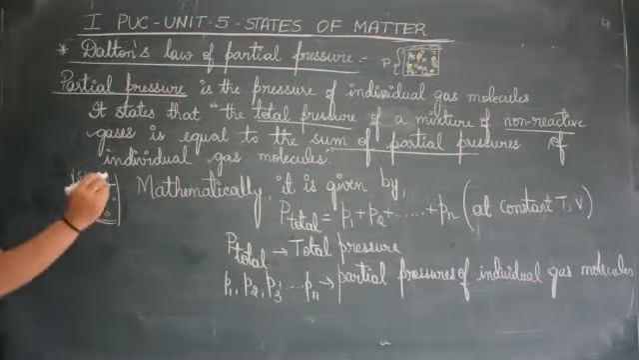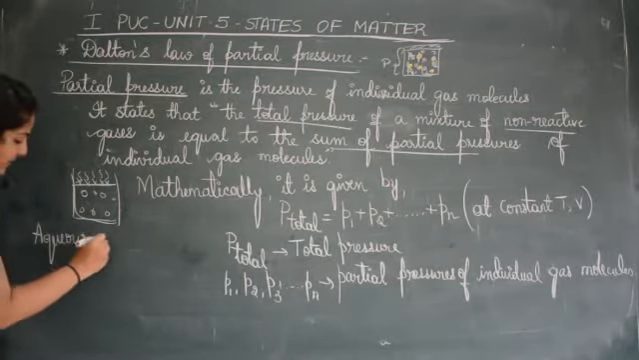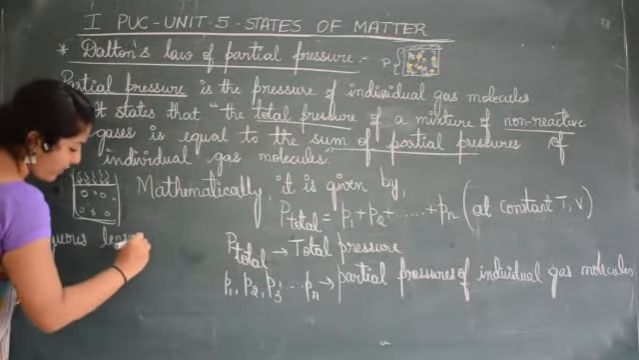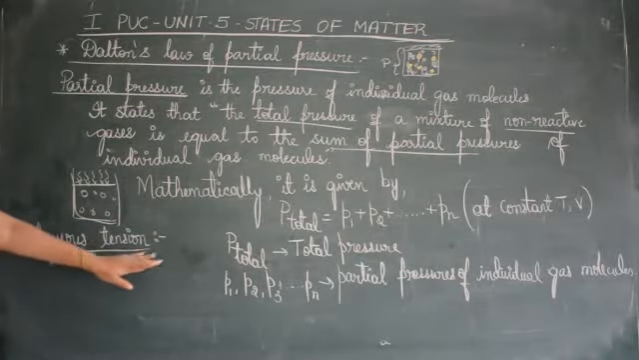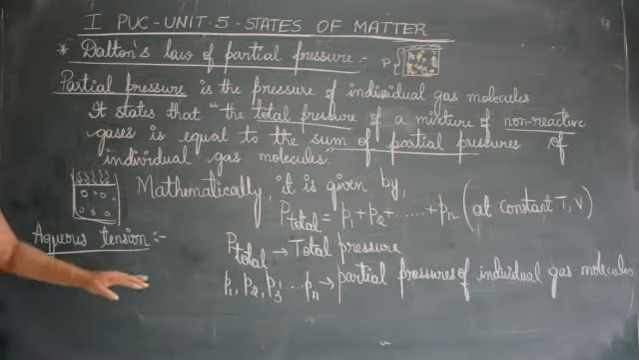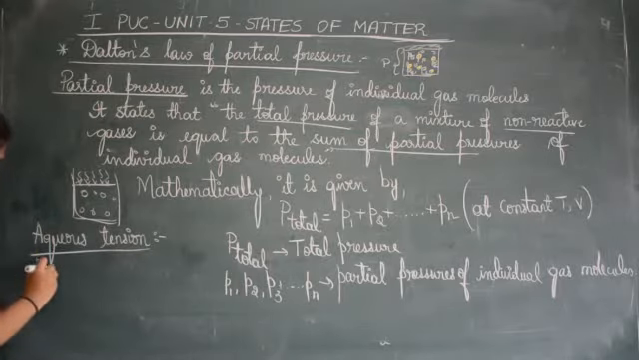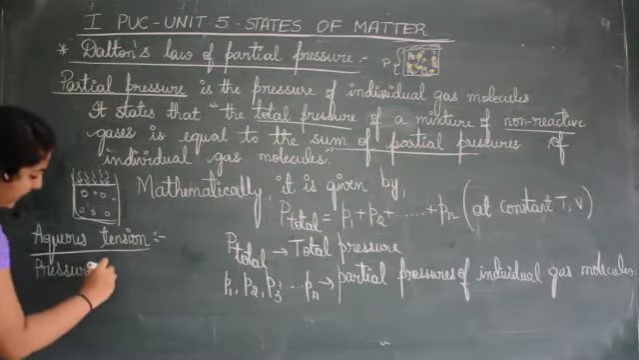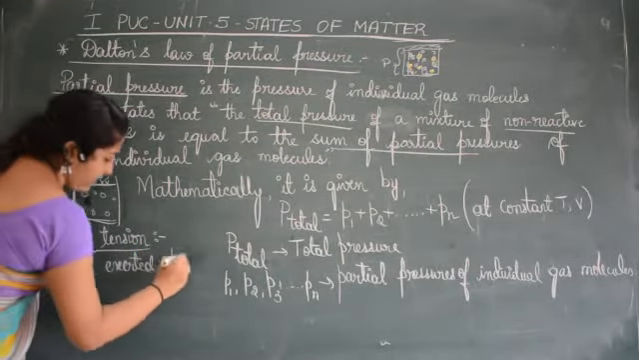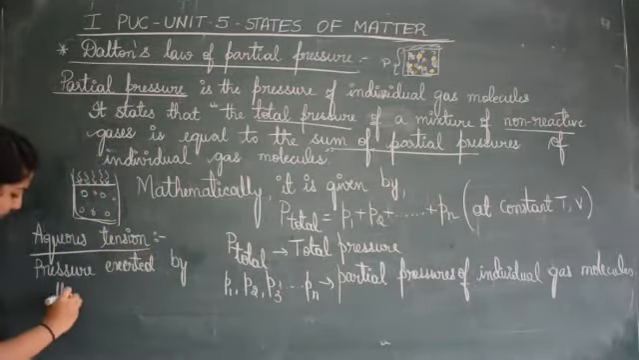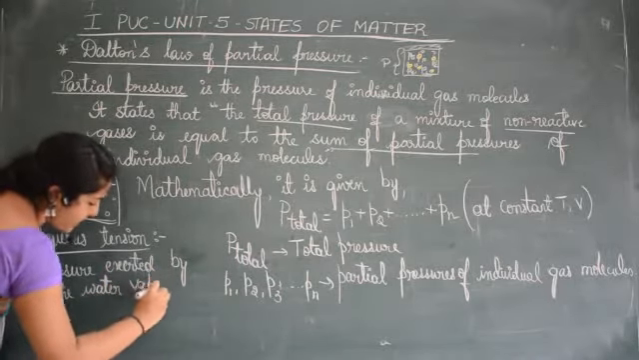I'll tell you, there is one more term, please make a note of it: aqueous tension. Aqueous refers to water, tension refers to pressure. So what is it? Pressure exerted by water vapor is called aqueous tension. Make a note of it. Aqueous tension means pressure exerted by the water vapor.